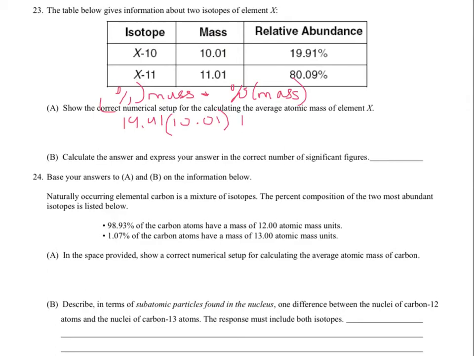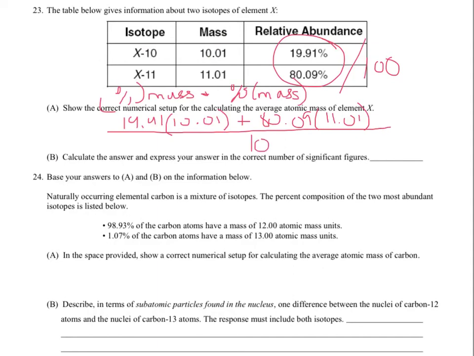And we're going to add this to the product of 80.09 times 11.01. Now, recall that these are percents, and percents are really out of 100. So after we do our calculation, we have to be sure to divide our answer by 100. You'll know you forgot to divide by 100 if your answer, the average, does not lie within the parameters of your smallest and largest number. So our average must lie between the value of 10.01 and 11.01.